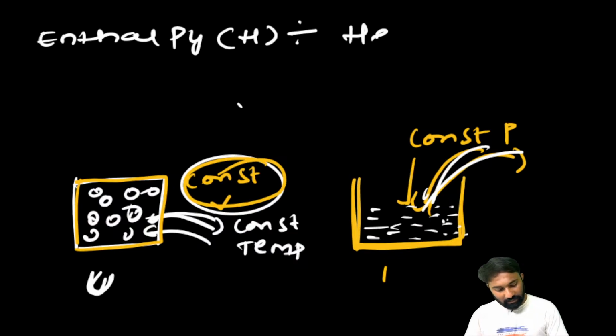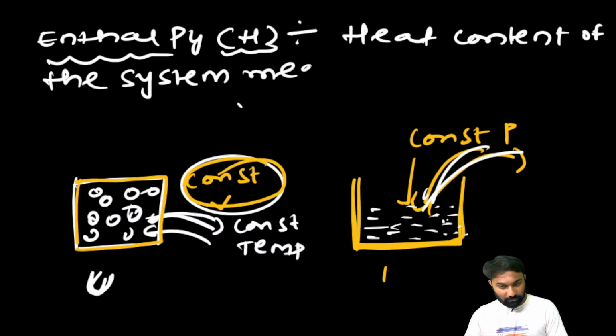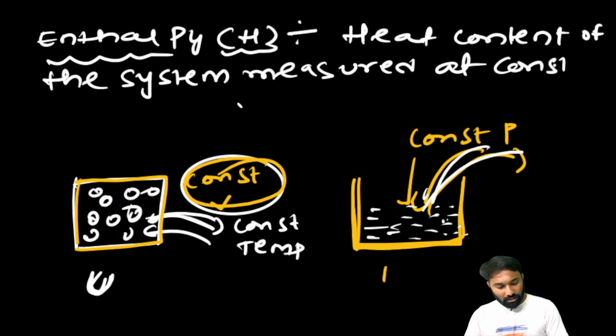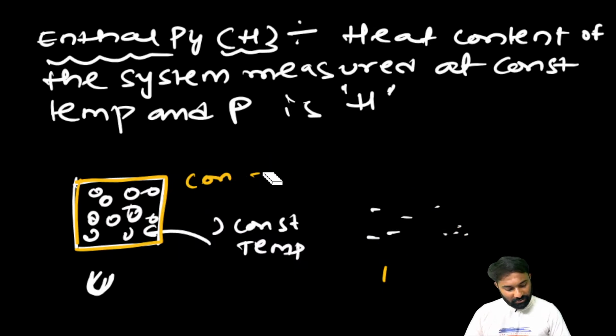Clear? Heat content of the system measured at constant temperature and pressure is called enthalpy. Clear? Now enthalpy is also an extensive property. Enthalpy is also an extensive property.